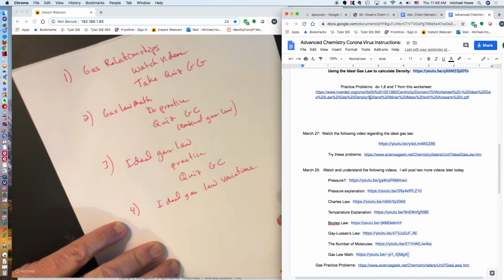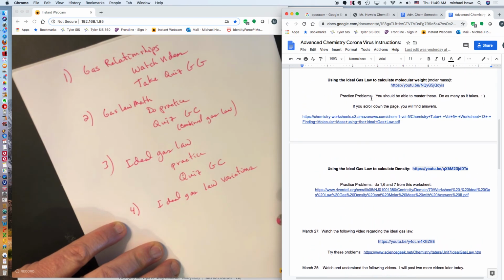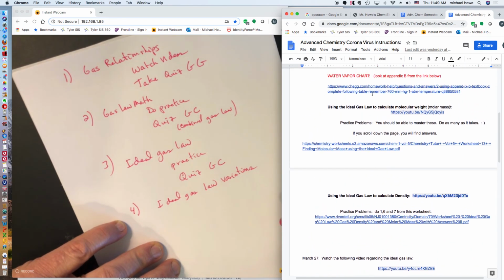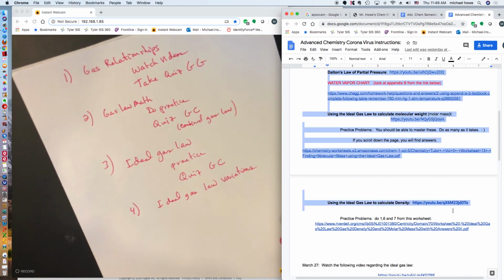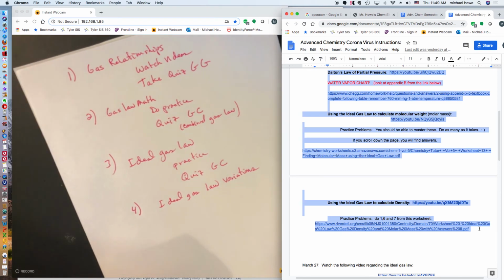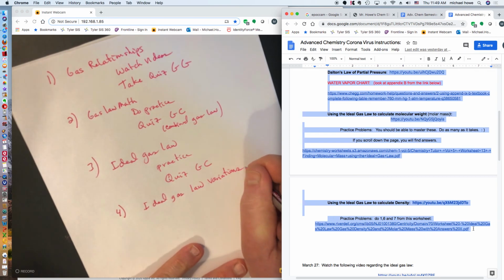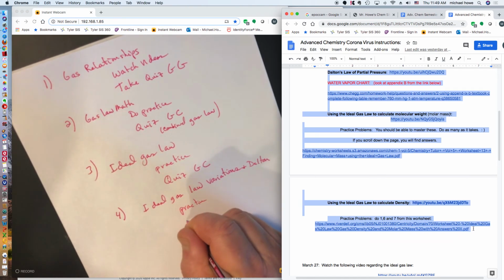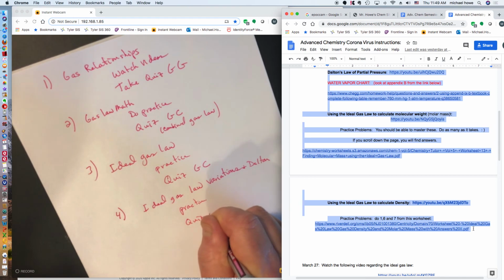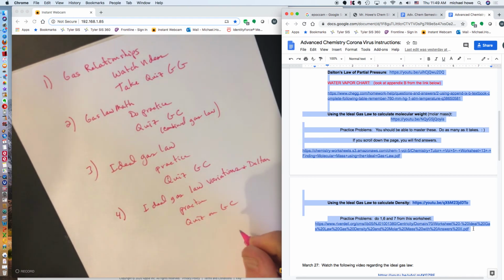The ideal gas law variations were here, where you're using molecular weight. So really starting here, Dalton's law of partial pressure, which is not an ideal gas law concept, it's just a concept you need to know. So ideal gas law variations and Dalton. So watch videos, practice, and then quiz on Google Classroom.